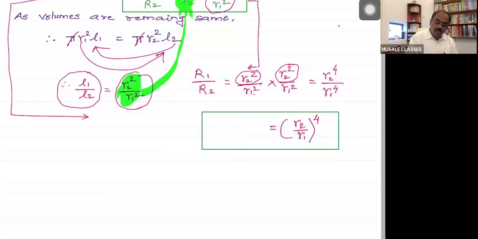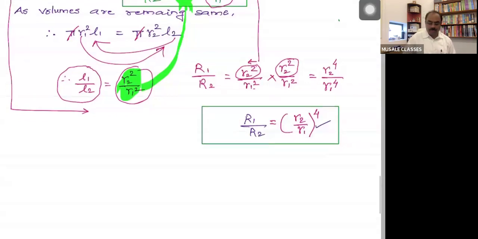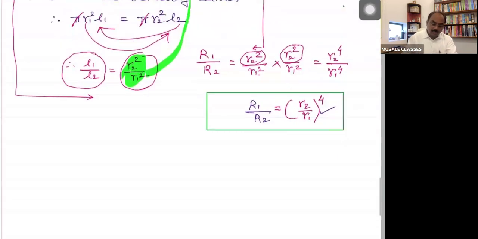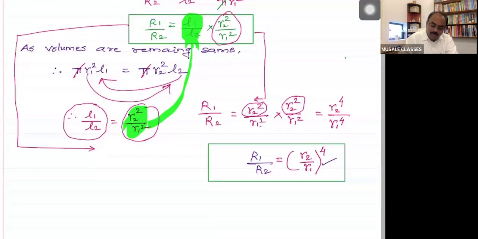But it is only in the form of radius. R1 upon R2, this is resistance. Capital R and capital R1, R2, they are resistances. So only when radius is given, this is in the form of radius, area of cross section we are having, then it is in the form of radius. As well as, now what I know, see here, I know this R2 square upon R1 square. Look at this.